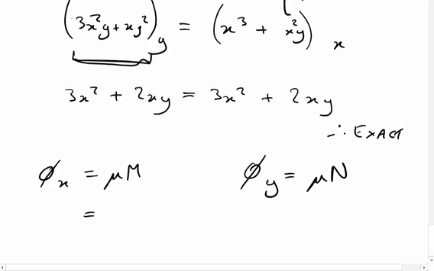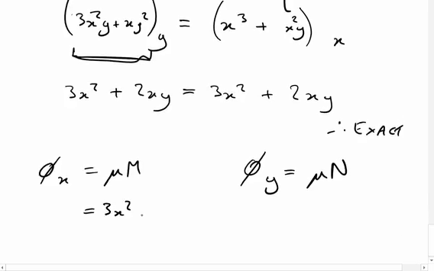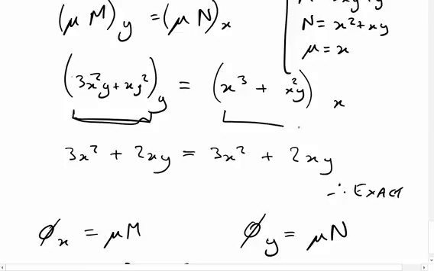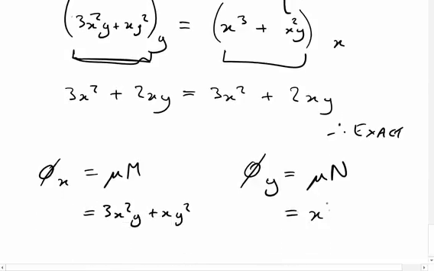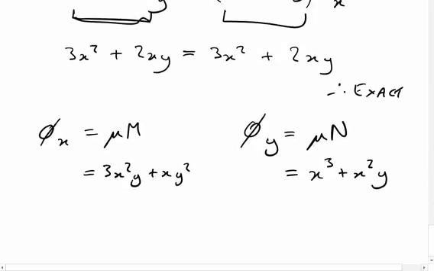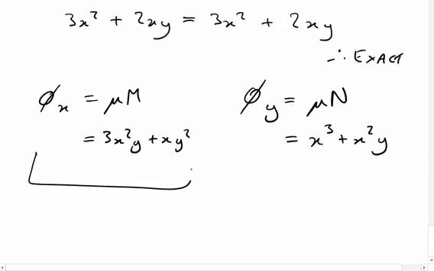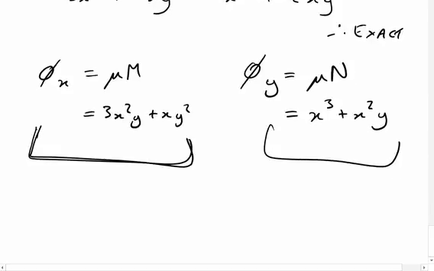It was equal to 3x squared y plus xy squared, okay, and we know that phi differentiated with respect to y is equal to mu times N, so it's this thing here. So x cubed plus x squared y, okay. So now what we basically do is we just choose one, either that one or that one, okay. So I'm going to choose this left one here.